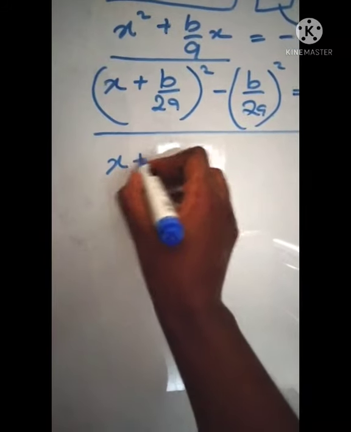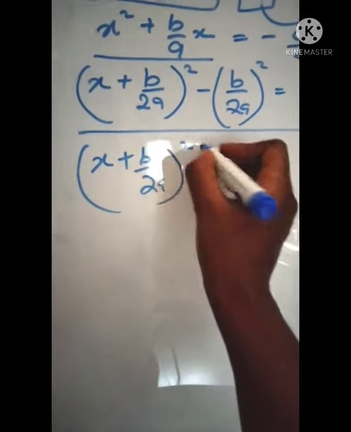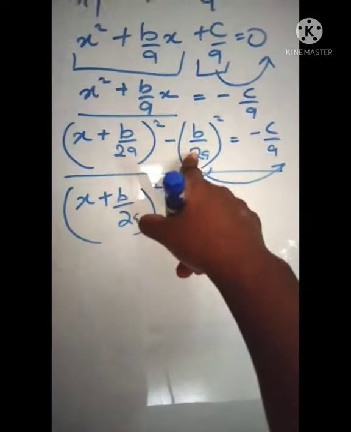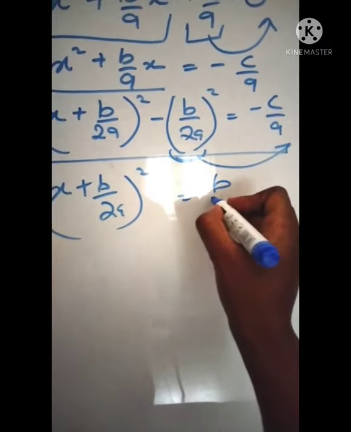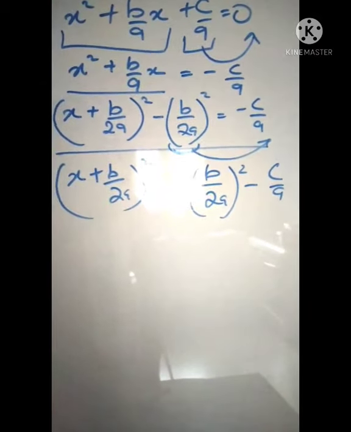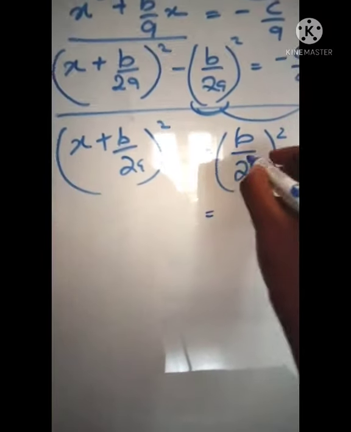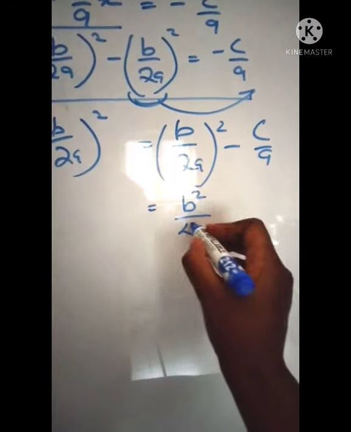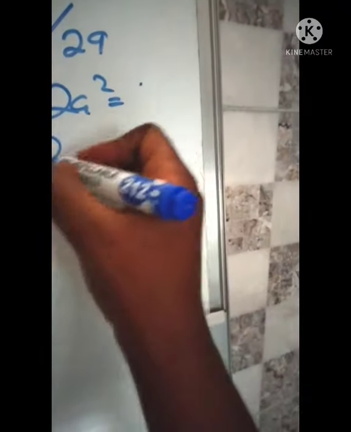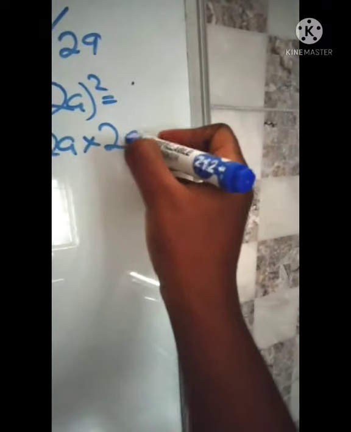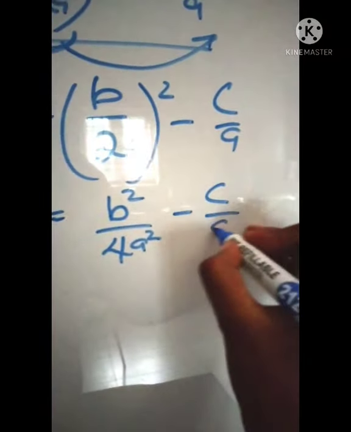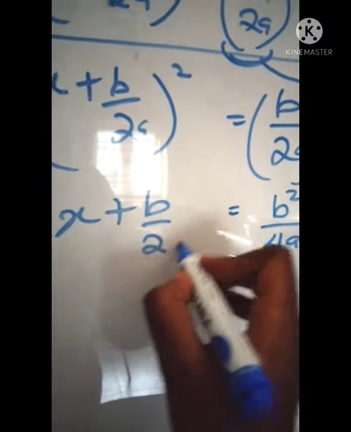We'll say x plus b all over 2a squared. This function, we'll move it to this side. So it becomes plus. This is minus b all over 2a, so it becomes plus. So we have b all over 2a squared minus c all over a. Are we getting this? I guess so. So let's expand this equation. We'll have b squared all over 4a squared. Remember, 2a squared is 2a times 2a, giving us 4a squared, right? So that's how we arrived at this value, minus c all over a. So we have x plus b all over 2a squared.